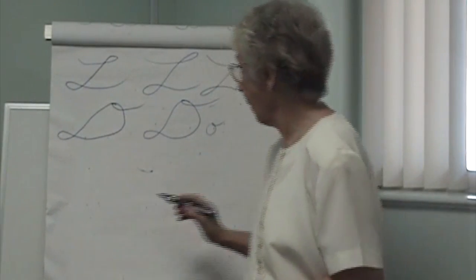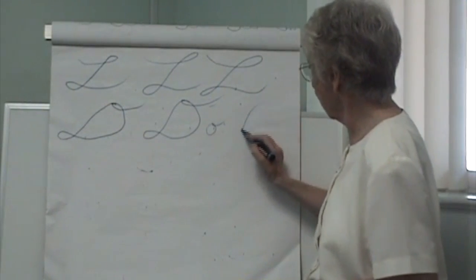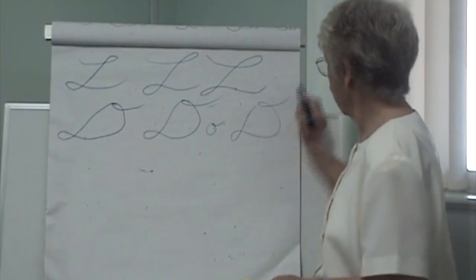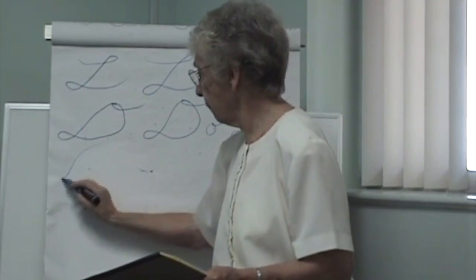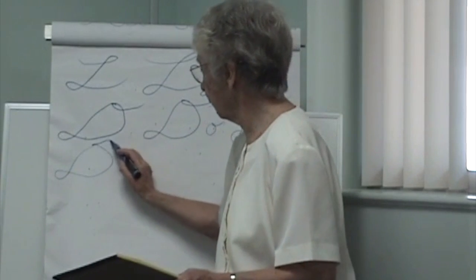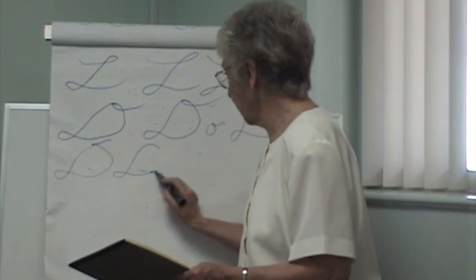Okay, let's make some capital D's on our paper now. Down, up, and around. Down, the Symphony of D. Oh, see how it flows? Down.